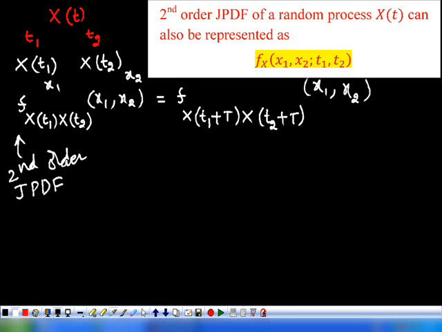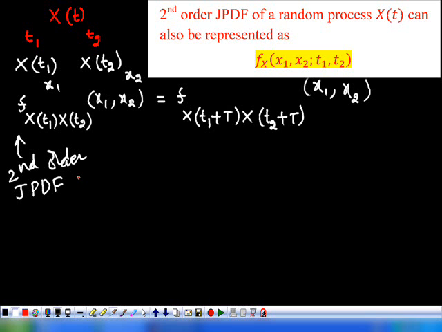So if you consider only f of x of t1 at x1, as in the previous case, this is called the first order density function. So this is called the second order density function. That is, the number of random variables is increasing, x of t1, x of t2. So this is called the second order joint probability density function, or simply second order density function of the random process x of t.